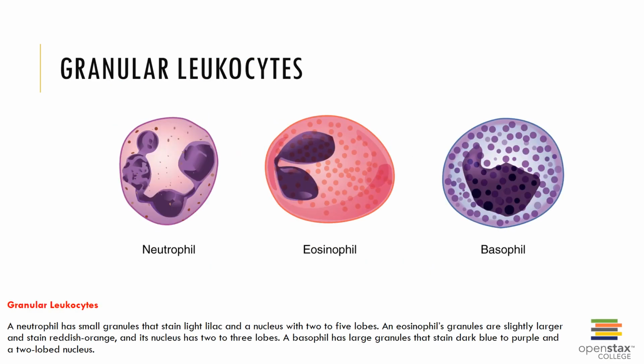Here you can see some other pictures showing the types of nucleus, the color that we just discussed with the granular leukocytes. One thing to note is the eosinophils generally stain red. So when examining these histologically, if you see a red stained cell, it most likely is an eosinophil.